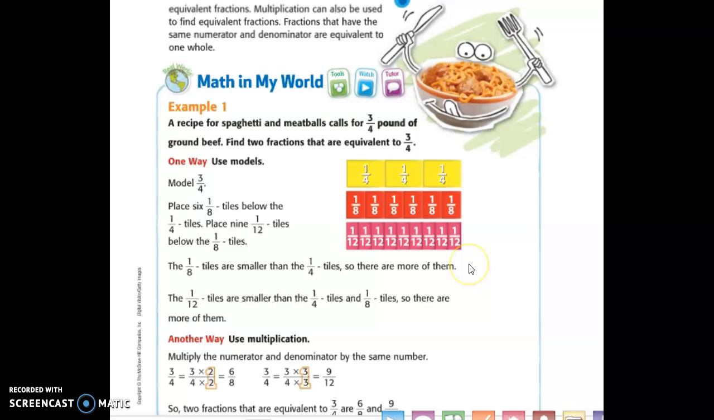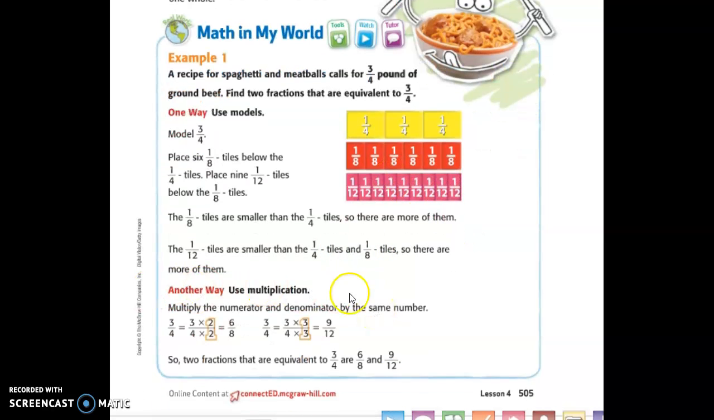And then you'll see the 1/8 tiles are smaller than the 1/4 tiles, so there are more of them. That's an important thing to realize. And the 1/12 tiles are smaller than the 1/4 and the 1/8 tiles, so there are even more of them. That's an important concept to remember because a lot of people think, oh, 12 is bigger than 8, so therefore 1/12 is bigger, but it's actually the opposite because these are smaller pieces of the whole. So that's important. Now here's the multiplication method that we've kind of hinted at in other problems.